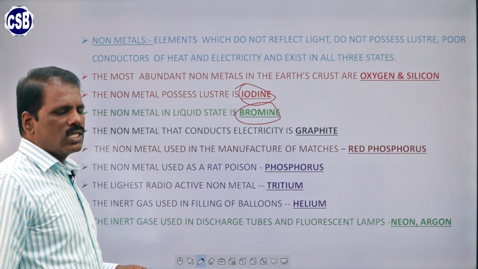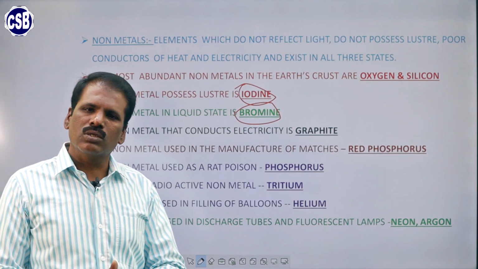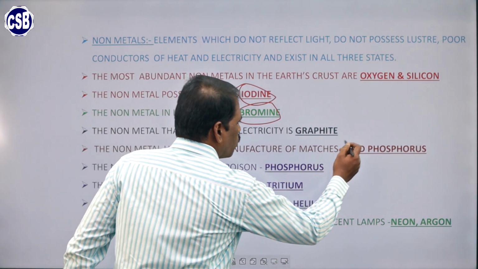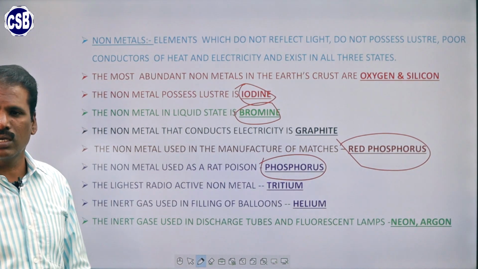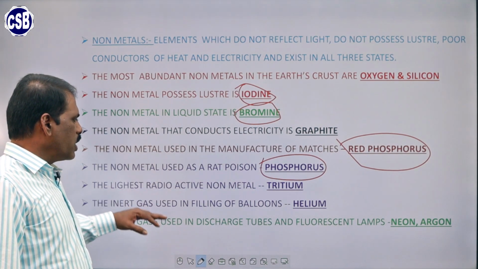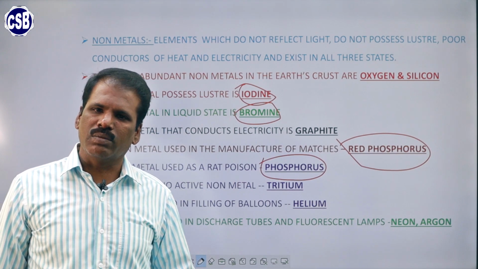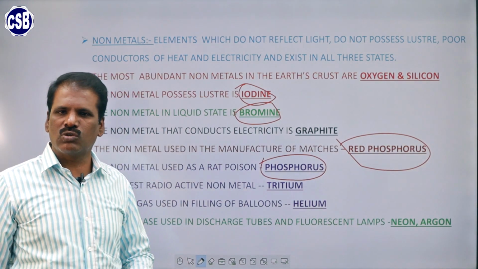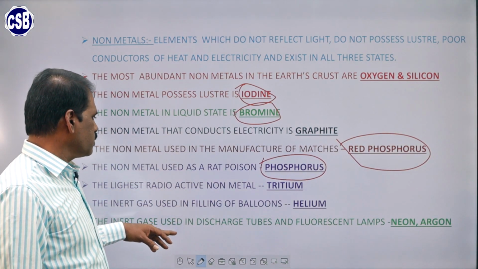The non-metal that is used in the match industry is red phosphorus, while white phosphorus is used as rat poison. The lightest radioactive non-metal is tritium. It is an isotope of hydrogen. Hydrogen has three isotopes, and among them tritium is one. It is radioactive in nature.